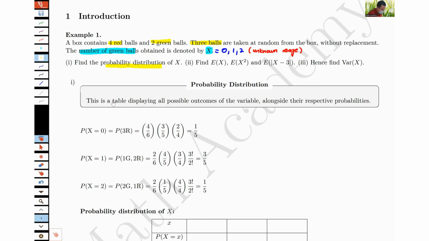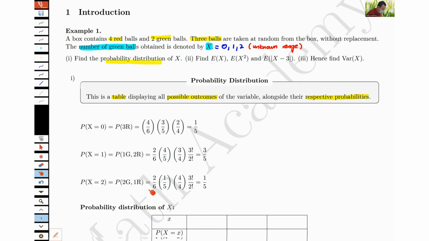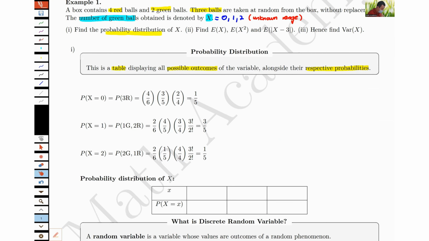Probability distribution is actually trying to construct a table that will show you all possible outcomes of the variable alongside the respective probabilities. So you will have to list down your 0, 1, 2 and calculate the probabilities. We look at how to calculate this. I will just talk about the one with P(X=1). P(X=1) refers to you have 1 green and 2 red balls.